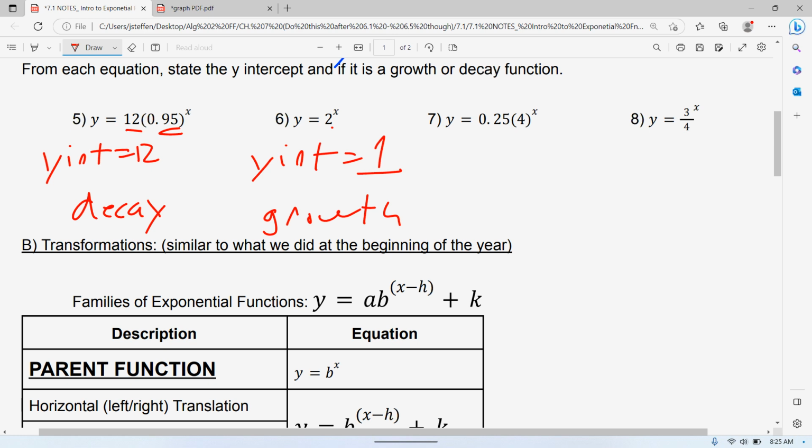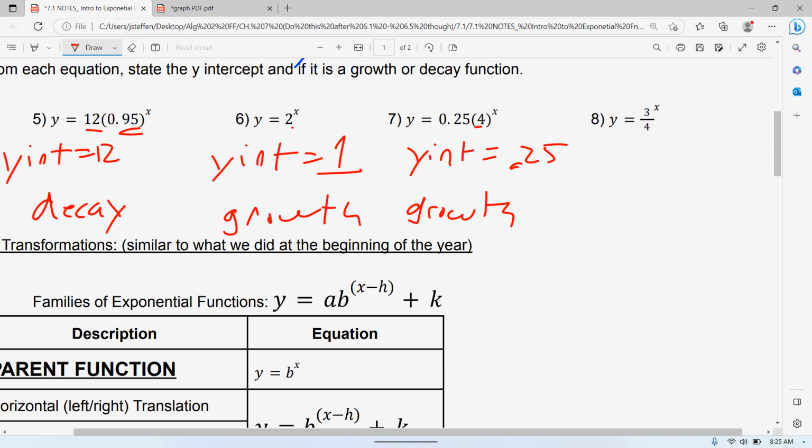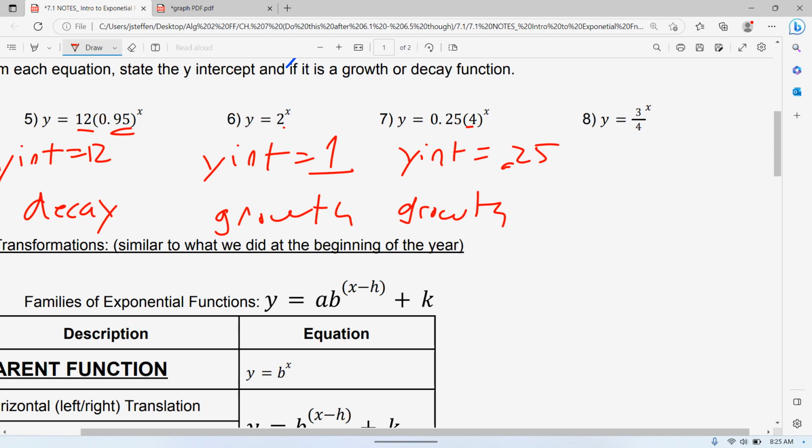Next one, same thing, they make it a little bit tricky because they put that decimal in front. That's okay, that's still the y-intercept, 0.25. And is it growth or decay? That's bigger than 1, so that is growth. Last but not least, again, your y-intercept is 1. There's not a number in front. This one, the 3/4 is smaller than 1. If you're not sure, you can always divide that. 3 divided by 4 is 0.75, so that is a decay problem.